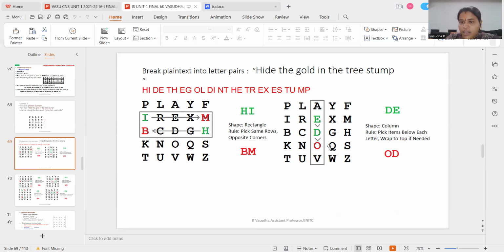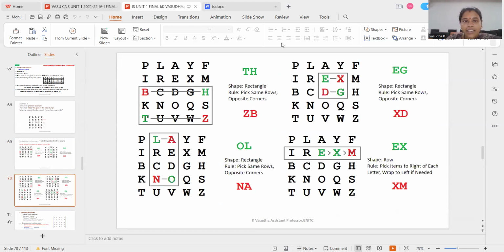If the two letters are within the same column, then we write the next element. Suppose we have DE in the same column. For D the next element is O, and for E the next element is D. So in this format we take it in the column direction. If it is in the rectangular format, we take clockwise, the element in this type. If it is column-wise, we take it in this format. And if two elements form a rectangle shape, it is the same thing.